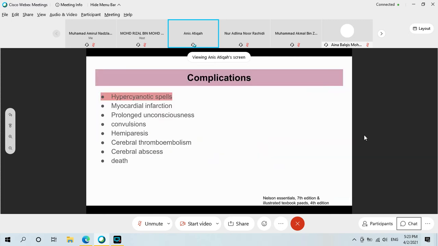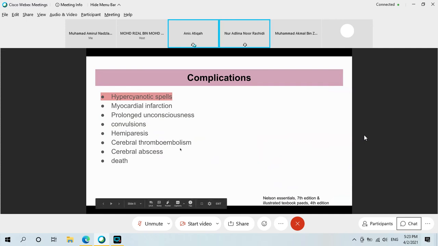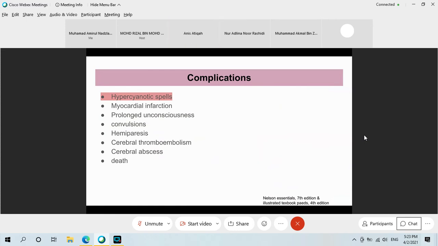Okay, for the complications, TOF will result in hypercyanotic spells. That's why we need to recognize hypercyanotic spells early, because later on it will lead to myocardial infarction, prolonged unconsciousness, convulsions, hemiparesis, cerebral thromboembolism, cerebral abscess, and if left untreated for a longer time, it will lead to death.